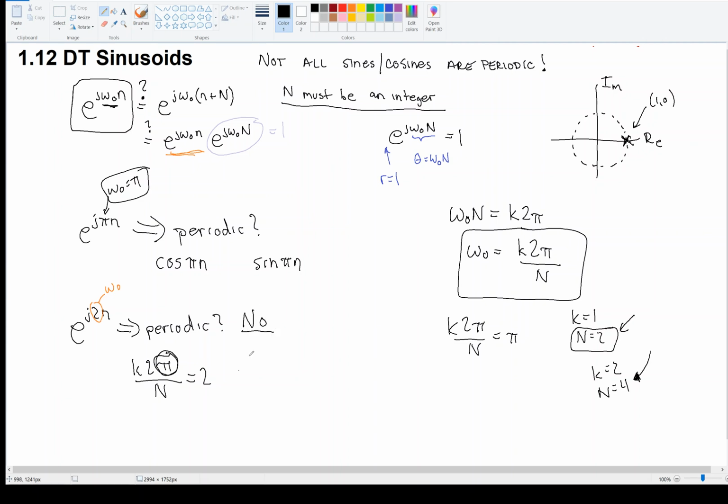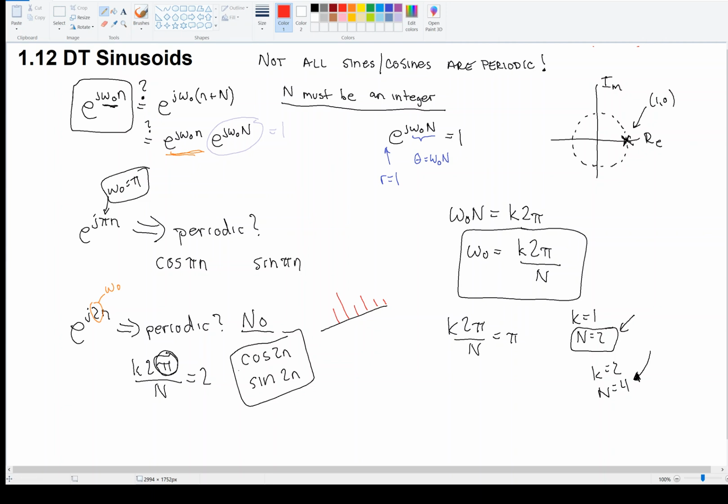And similarly, cosine of 2n is not periodic. Sine of 2n is not periodic. And you can actually go ahead and plot these in your favorite plotting software, Python, MATLAB, whatever you do. Make a stem plot, and you'll see that it does not repeat ever.